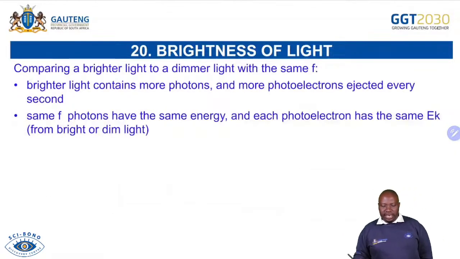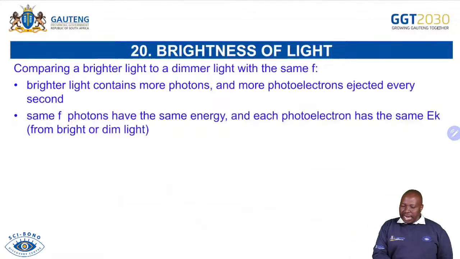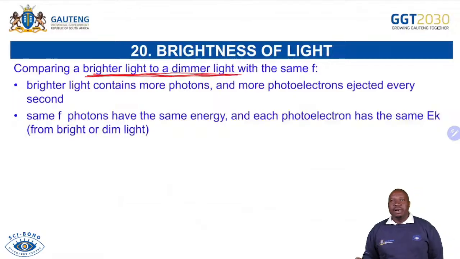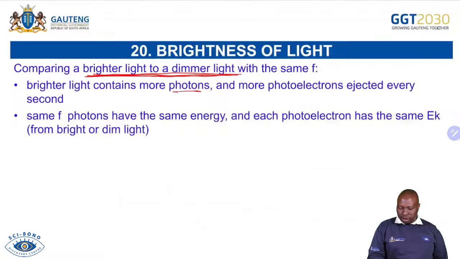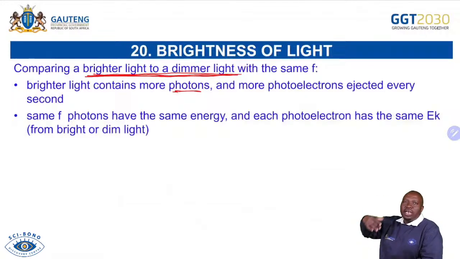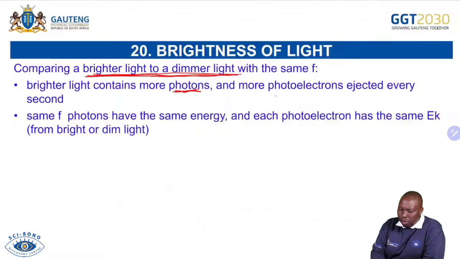We talked about the brightness of light, comparing a brighter light to a dimmer light. What happens with a brighter light and a dimmer light of the same frequency? A brighter light contains more photons. I want you to understand that we have more packets of energy, so when we increase intensity, we are increasing the number of photons per unit time. It means we'll have more photons and more photoelectrons ejected every second.